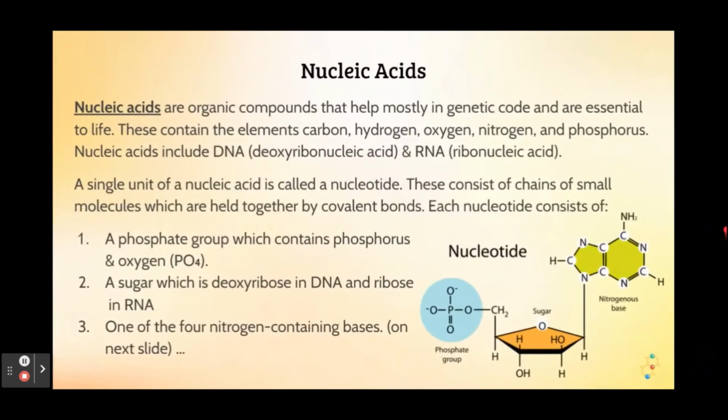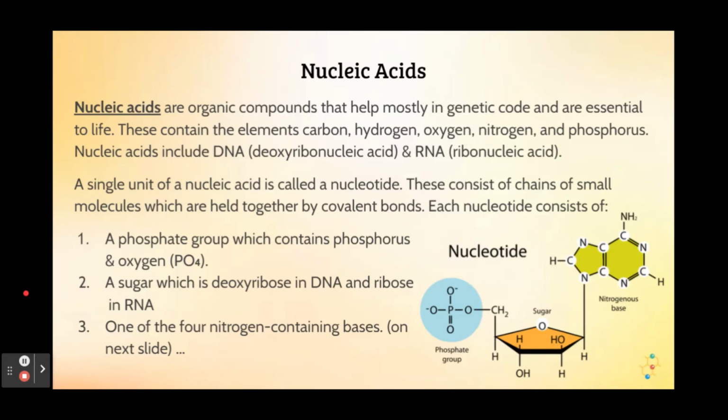All right, so nucleic acids is the last of the 4 macromolecules, and these are organic compounds that help mostly in genetic code and heredity, which is essential to us to make new offspring. These contain the elements carbon, hydrogen, oxygen, which is common in all the four macromolecules, and then we have nitrogen and phosphorus. Phosphorus is the new one. So nucleic acids include things like DNA, deoxyribonucleic acid, and RNA, ribonucleic acid.